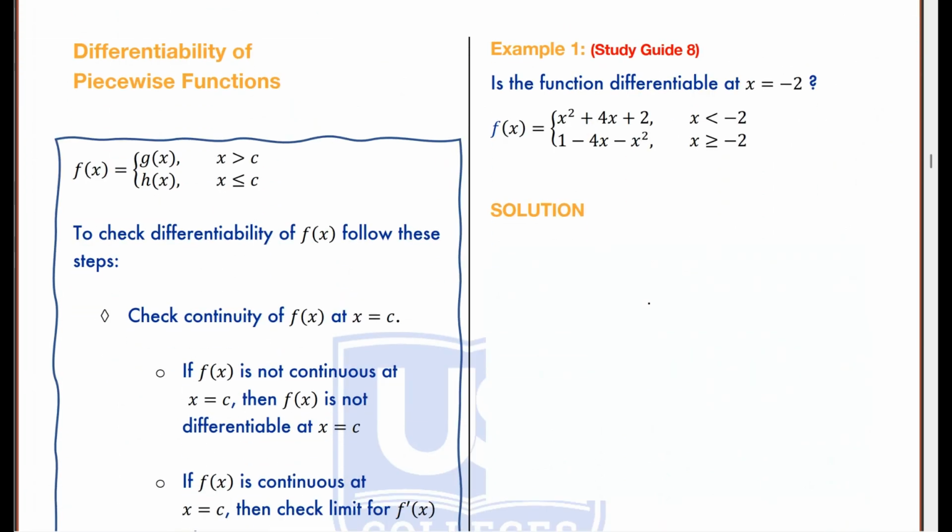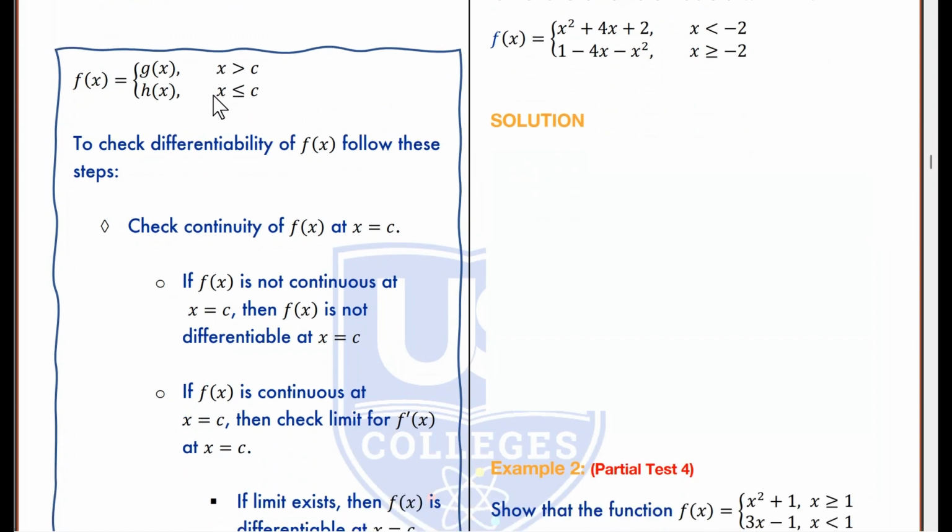Let's continue with how to check differentiability of piecewise functions. When we have a piecewise function, we should check continuity first. You know how to check continuity. Check whether the function is defined. We have three conditions if you remember. Check whether the function is defined, the limit exists, and the value of the function is equal to the value of the limit. You check these conditions. If the function is not continuous, we directly say not differentiable.